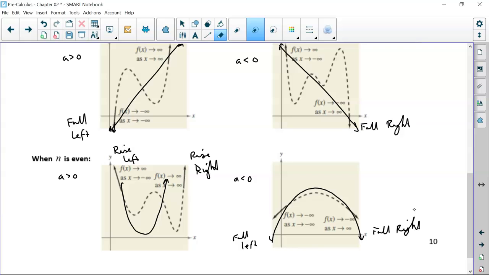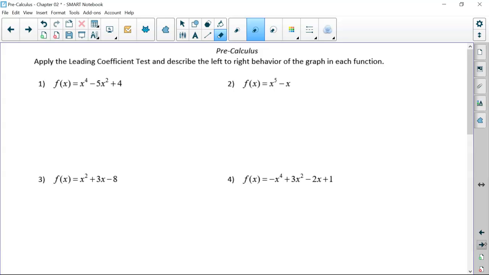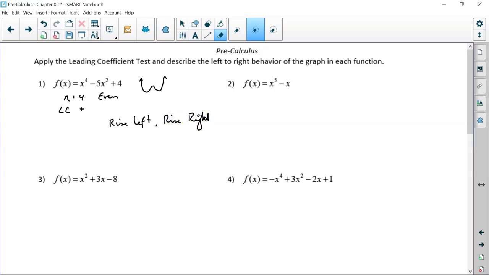So if we look at some examples on the next page, using that leading coefficient test, we can talk about the end behavior. So our degree n is 4. That is an even degree, and the leading coefficient is a positive 1. So because of that, it's going to have this basic shape to it. So the end behavior, it's going to rise to the left, and it's going to rise to the right. That's the end behavior.